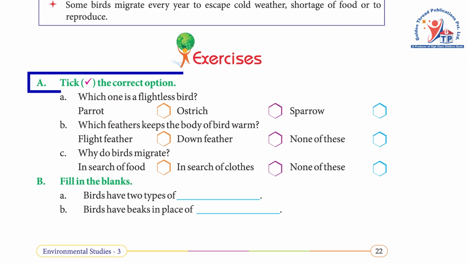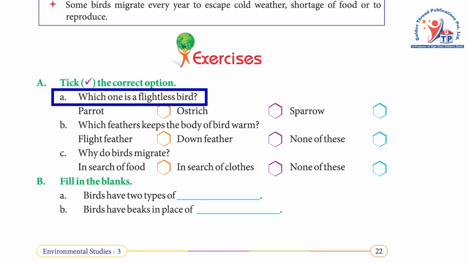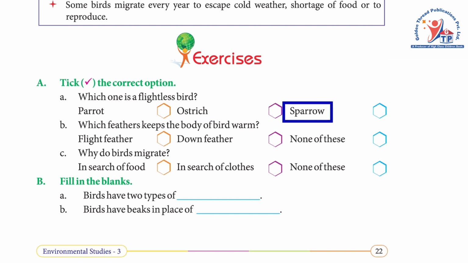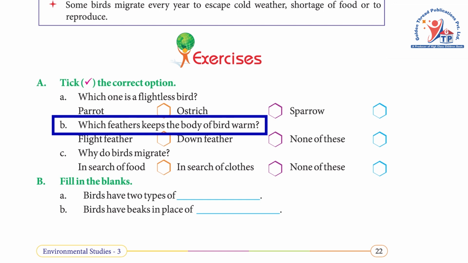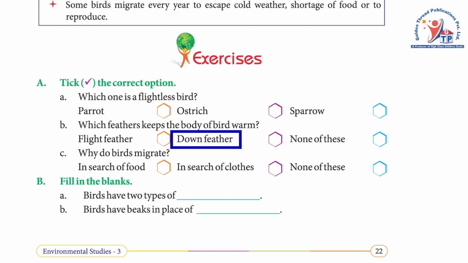Exercises. A. Tick the correct option. A. Which one is a flightless bird? Parrot, ostrich, sparrow. Answer: ostrich. B. Which feathers keep the body of a bird warm? Flight feather, down feather, none of these. Answer: down feather. C. Why do birds migrate? In search of food, in search of clothes, none of these. Answer: in search of food.